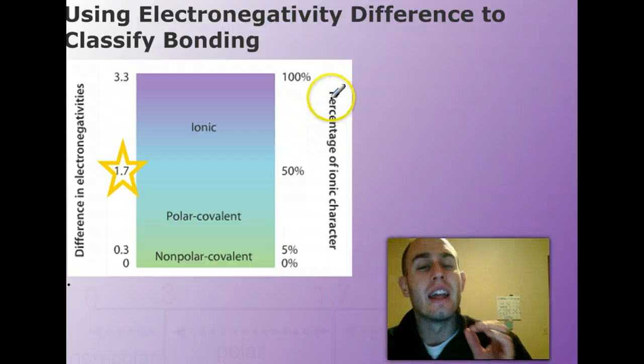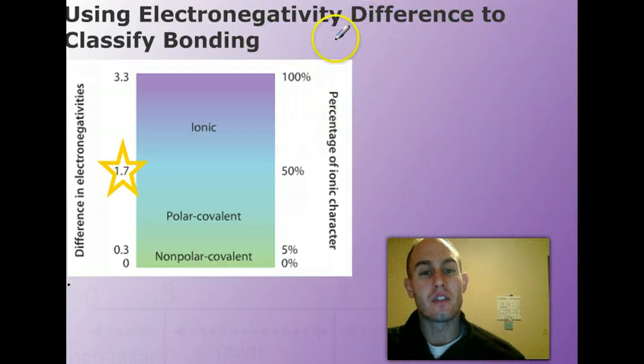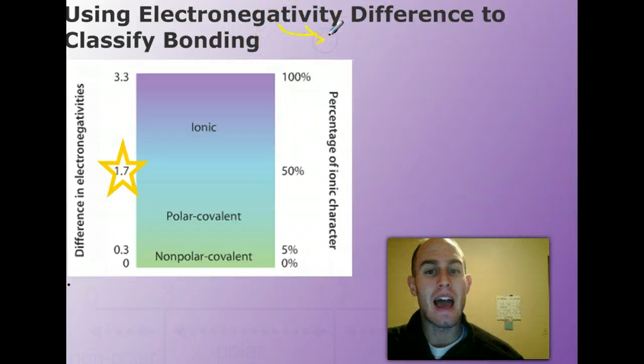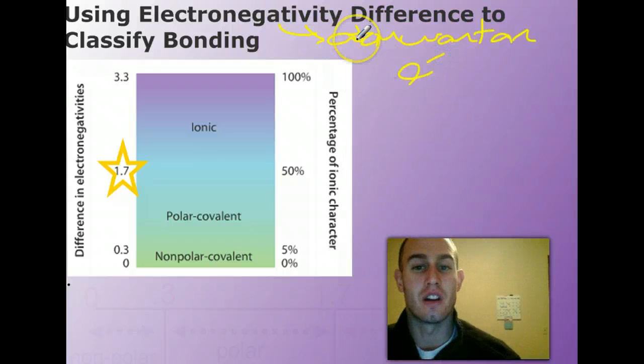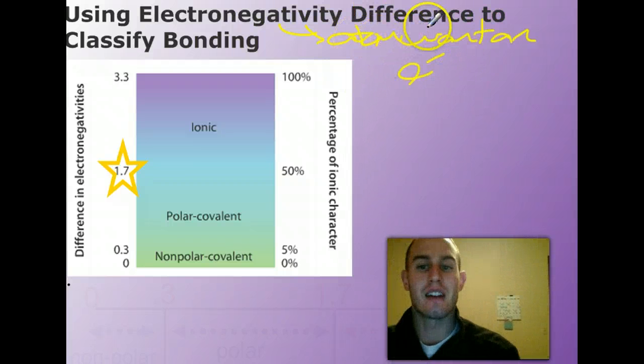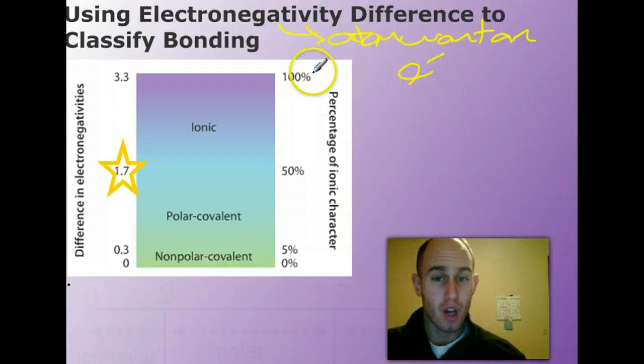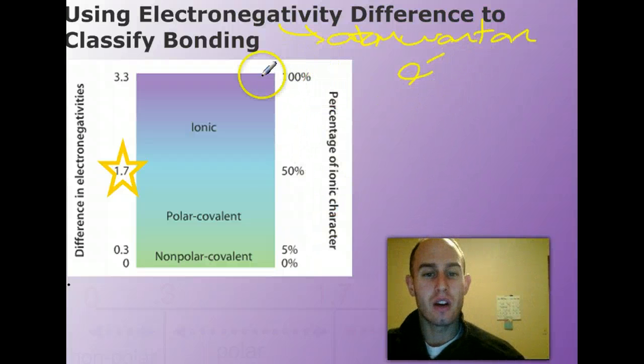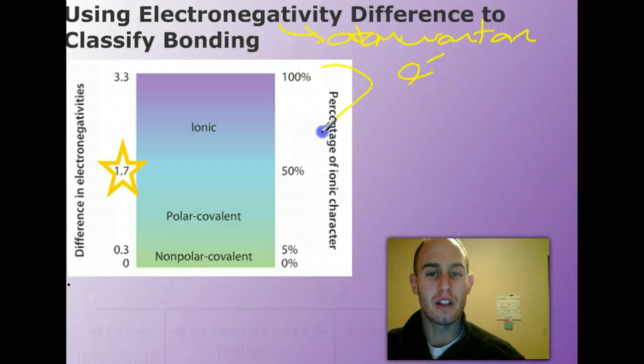Now, one last thing that we need to cover here is how to look at electronegativity difference in classifying bonds. Remember, electronegativity is how bad an atom wants an electron. That is our definition for electronegativity. Well, we have this scale, and this scale goes from 3.3 down to 0, and there are different levels, and it's going to be important for you to know this scale.